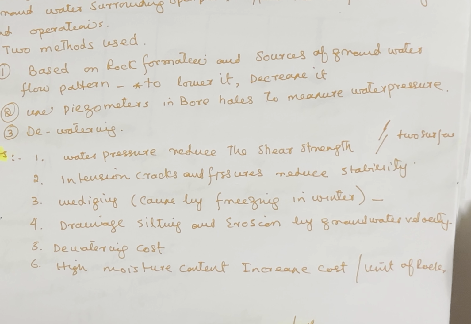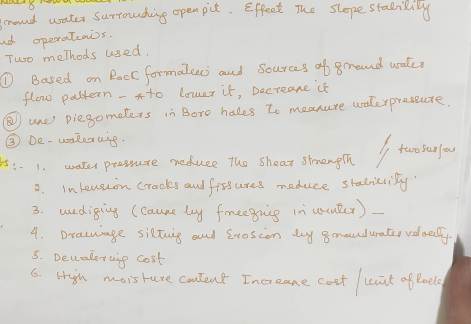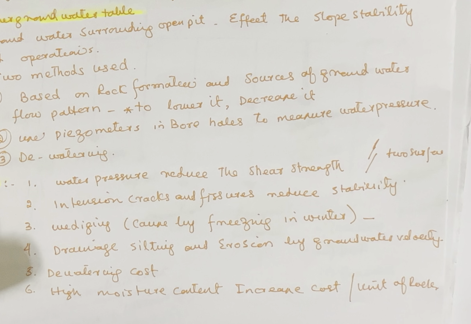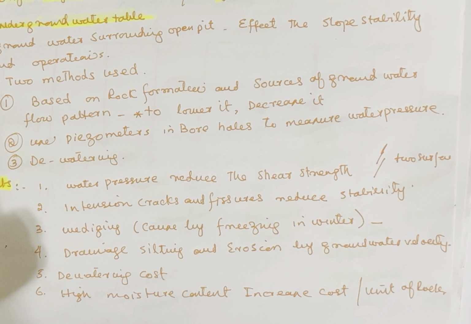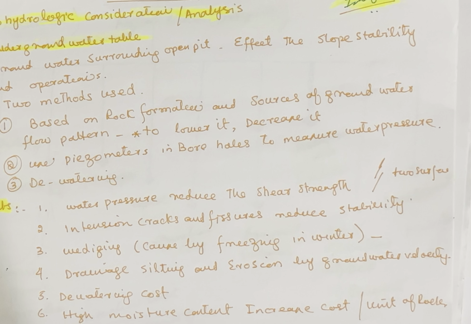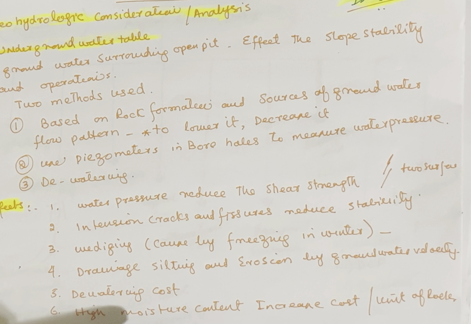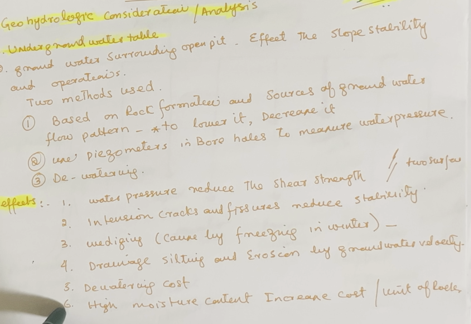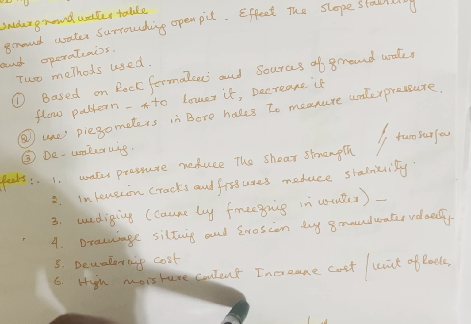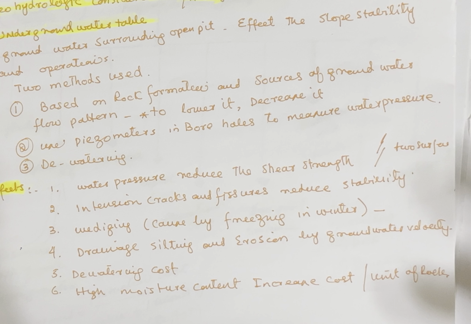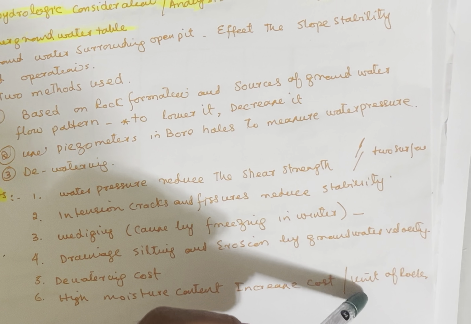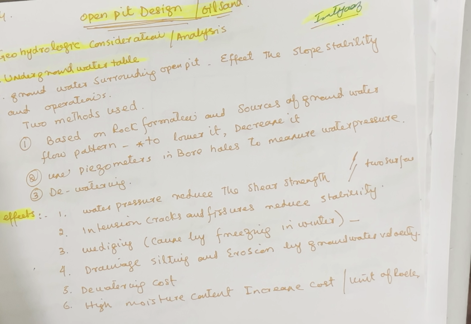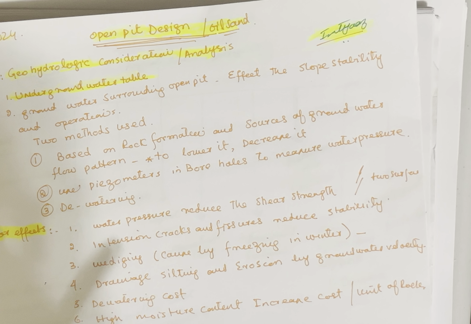If groundwater comes out anywhere in the pit, it drains away the silt and erodes the surface. So sometimes it blocks our drainage system. The fifth one is the dewatering cost. This is a major effect, as then we have to use pumps. And the sixth one is the high moisture content in our ore or waste, which increases the cost per unit of rock when we are taking it to the dumping site or to the plant.